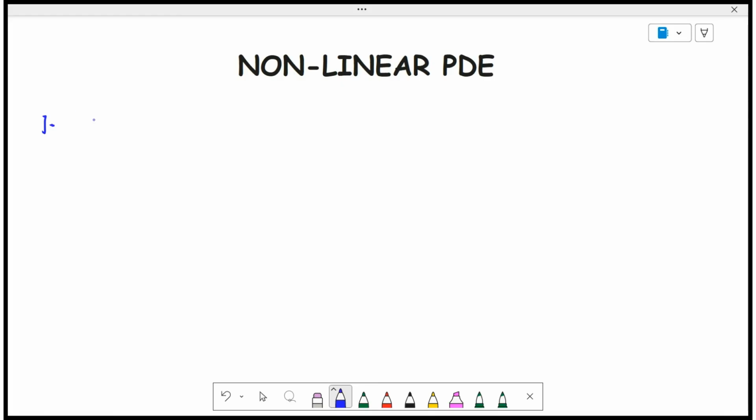So for instance, if I have u_t equal to k u_xx plus u squared, for this equation, as soon as I see that the unknown function u is raised to any power, I just conclude that this is a nonlinear PDE. That's using the power rule.